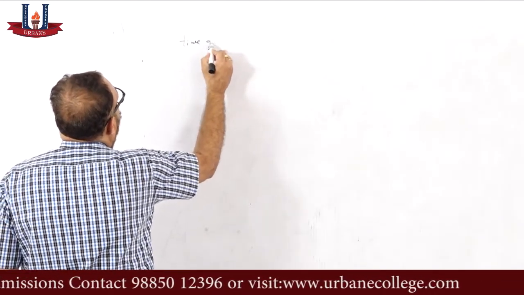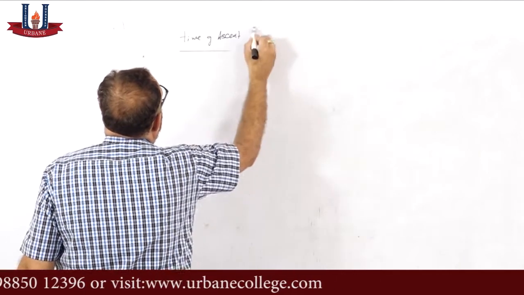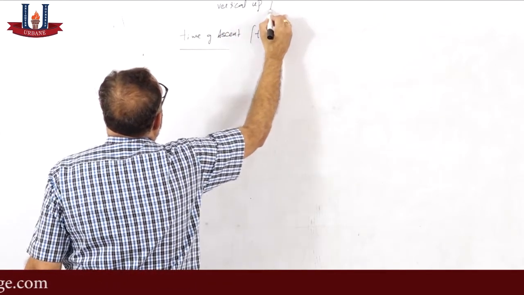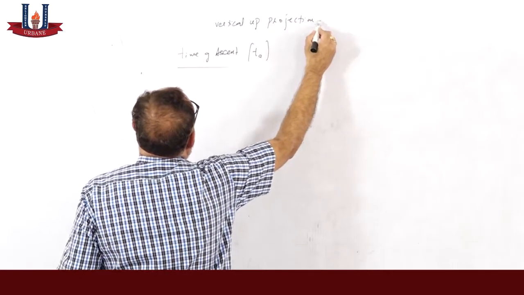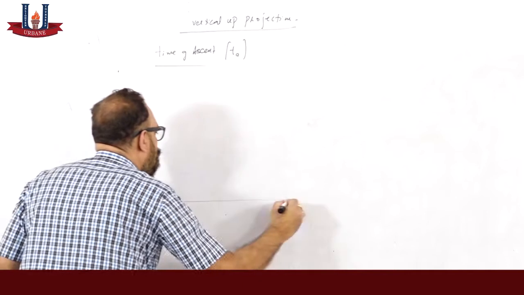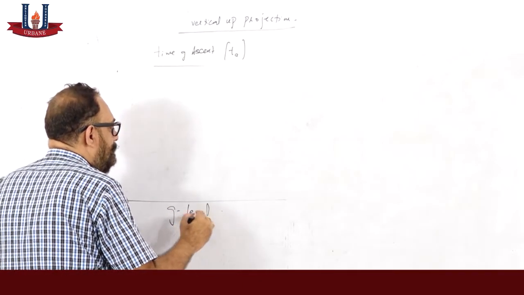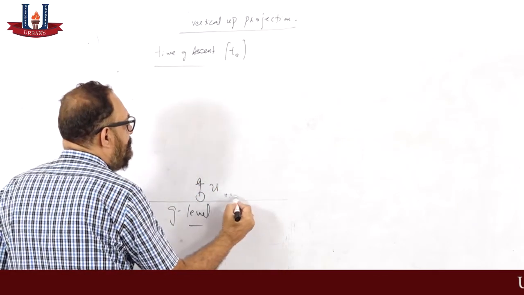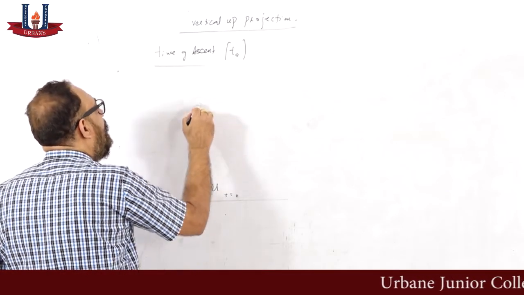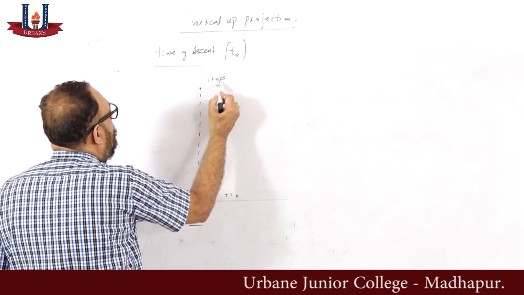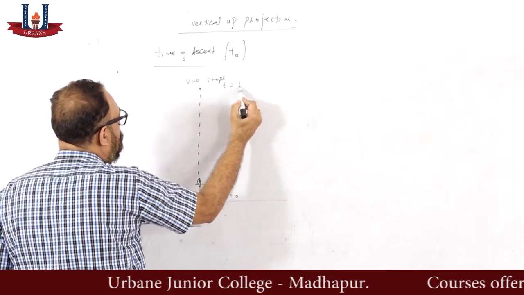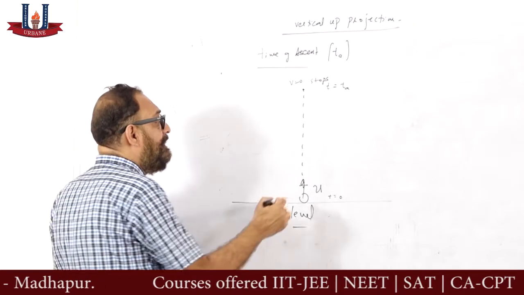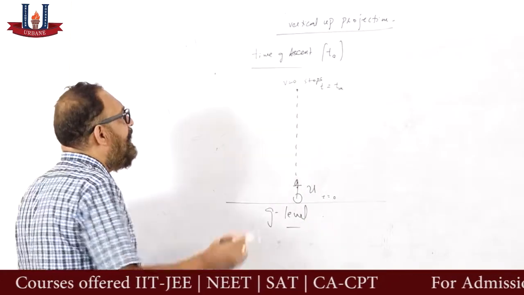This is time of ascent, and this is called vertical up projection. This is supposed to be the ground level. This is supposed to be a stone that I am trying to project with a speed called u. That was at time t equal to 0. The stone goes vertically up and stops here, and therefore the velocity is 0, and here the time is supposed to be ta. I call it ta, time of ascent, the time taken by the body to go up to the highest position.